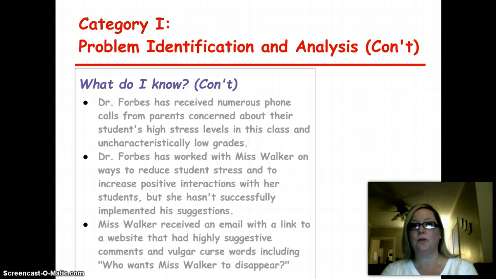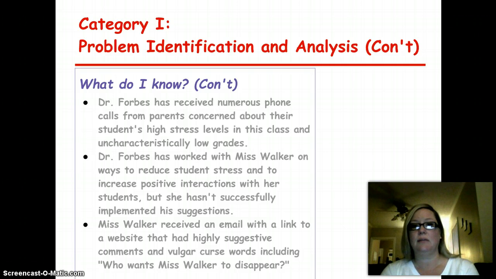I also know that Dr. Forbes has received numerous phone calls from parents concerning their students' high stress levels in Ms. Walker's class and uncharacteristically low grades. Dr. Forbes has worked with Ms. Walker on ways to reduce student stress and to increase positive interactions with her students, but to this point has not successfully implemented those suggestions.